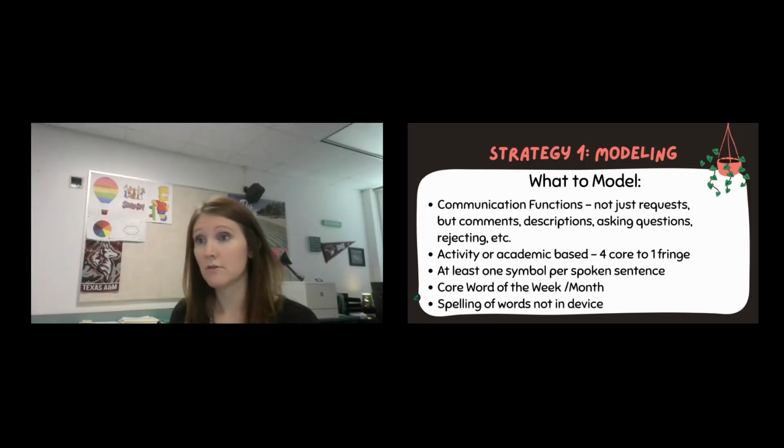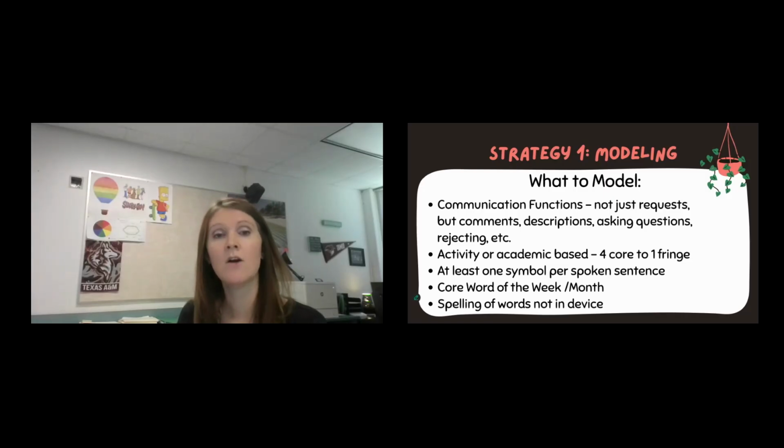So snack, the toileting routine, recess, any kind of craft, or things that are academic during your math lesson, your reading lesson. Gail Van Tatenhove has a good ratio for how to model core and fringe vocabulary and balance that. 4 core words to every 1 fringe word. I don't think it's realistic to count on your fingers, oh, how many have I done? Has it been 4? But just be mindful of this ratio and try to balance.